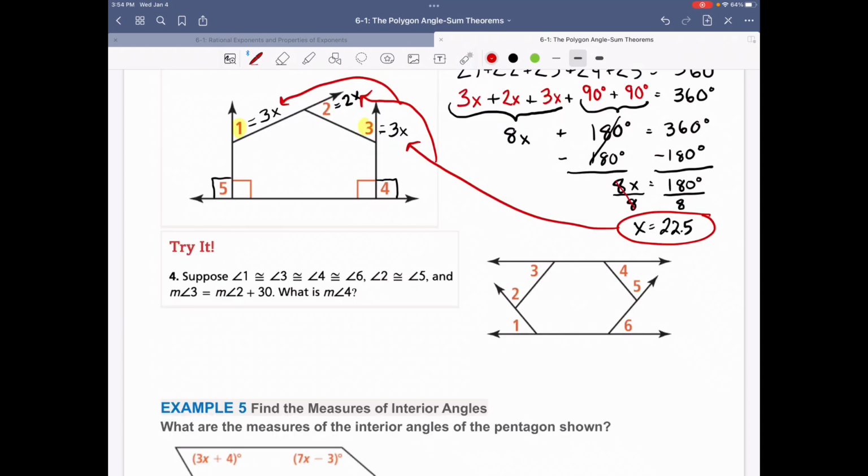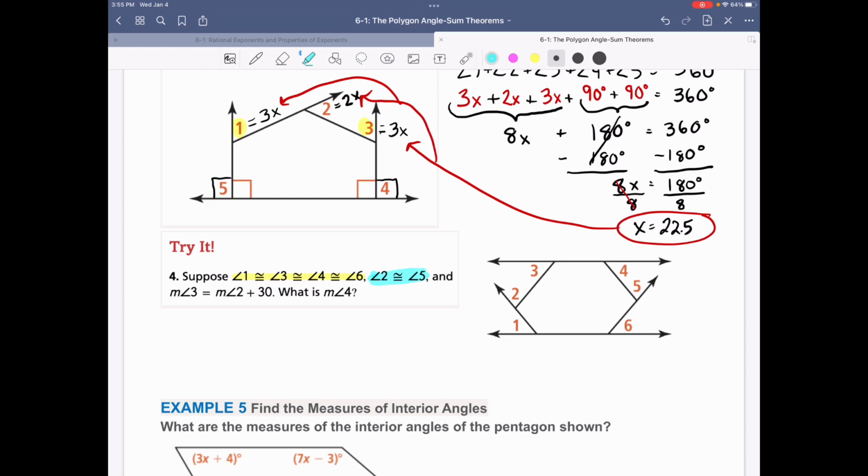For those of you watching this on your own, notice that in the try it it says that these angles are all equivalent, and then angles 2 and 5 are congruent. We have angle 3 is equal to angle 2 plus 30 degrees. So what is the measure of angle 4?